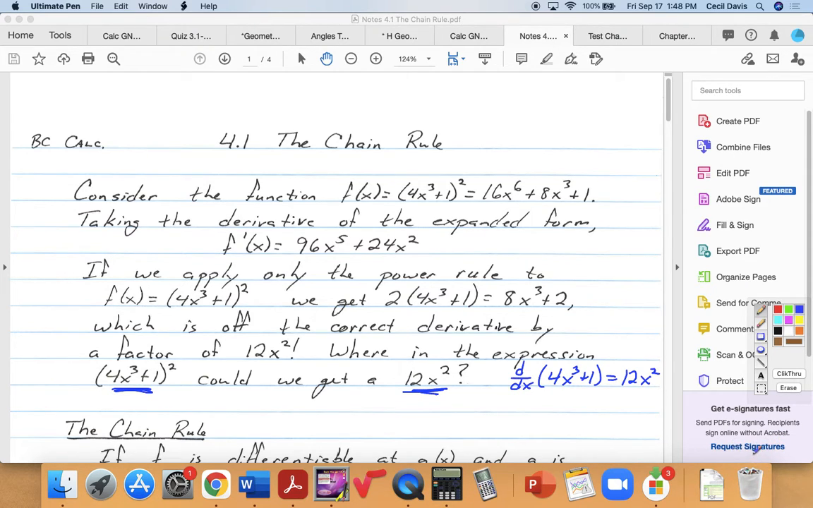And this is the idea behind the chain rule. We could take this and multiply it by 12x squared and get the correct derivative without having to multiply the original out. Now, if it's just squared, it's no big deal to just do this. But what if this had been to the 7th power? Right? That's pretty ugly. But I could use the power rule and then just multiply it by the 12x squared. This is the chain rule.